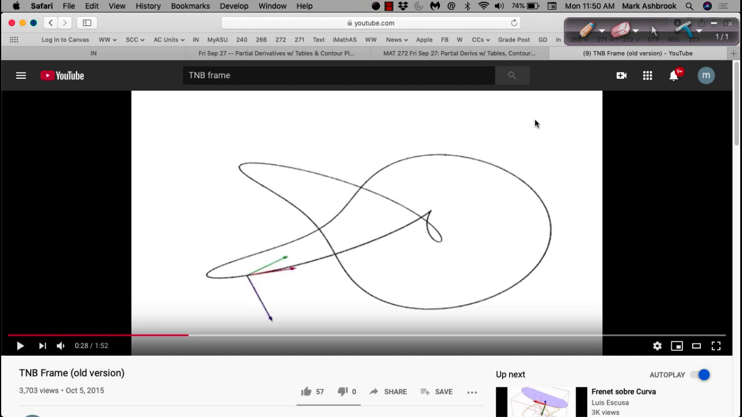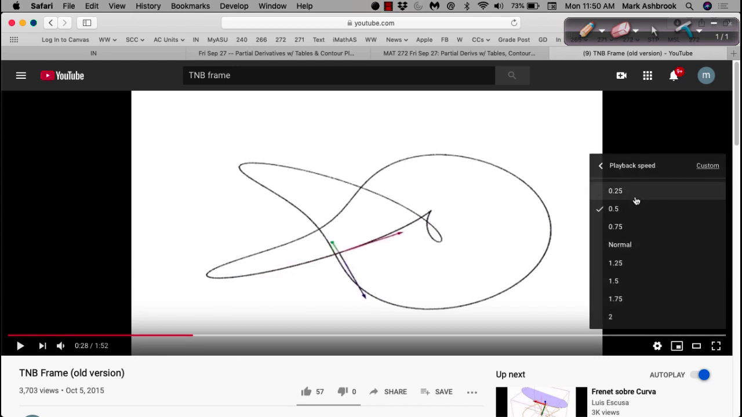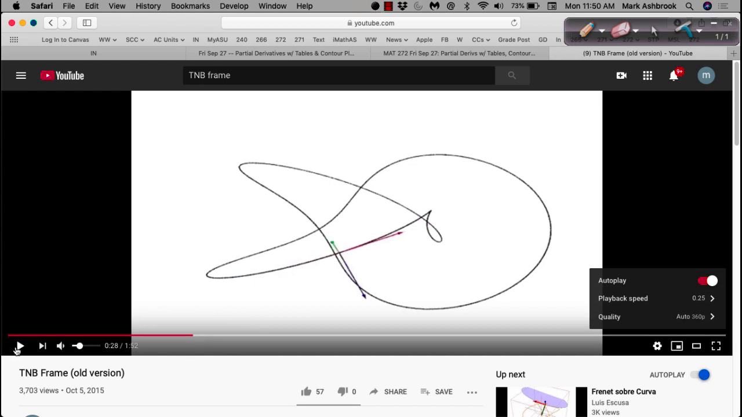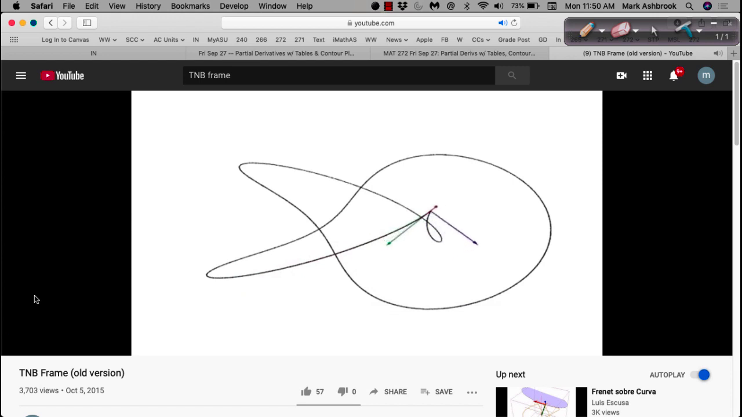But which one is T, which one is N, and which one is B? Here we go. Which one's T, which one is N, and which one is B? Let's go slower than that. Which is T, which is N, and which is B? Maybe we'll tell here.